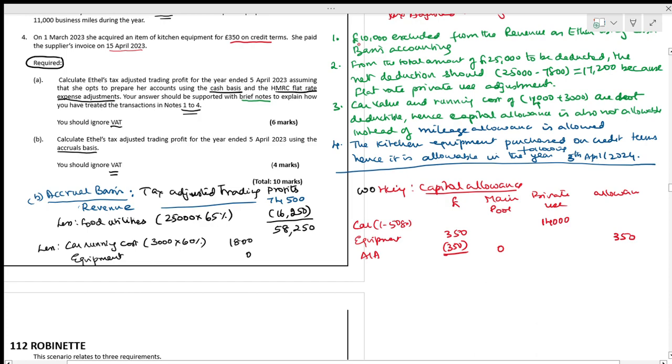Now it is because of 1 to 40%, 40 grams. The writing down allowance will be how much? 18%. Fine. 18% of 14,000. How much will it come to? 14,000 times 18% comes to 2,520, times 60%. It comes to 1512. Okay, 1512.